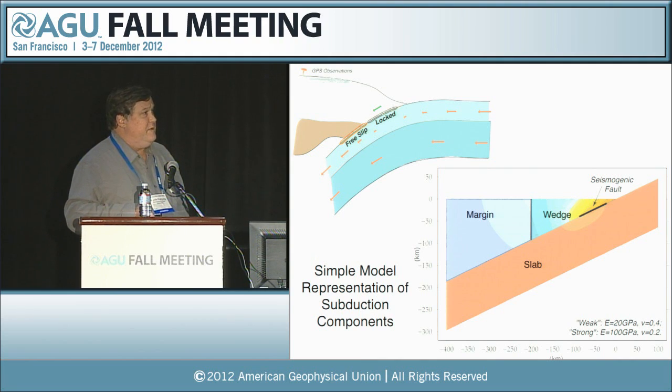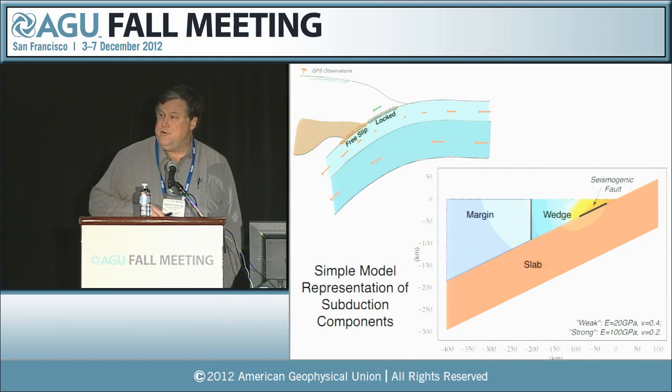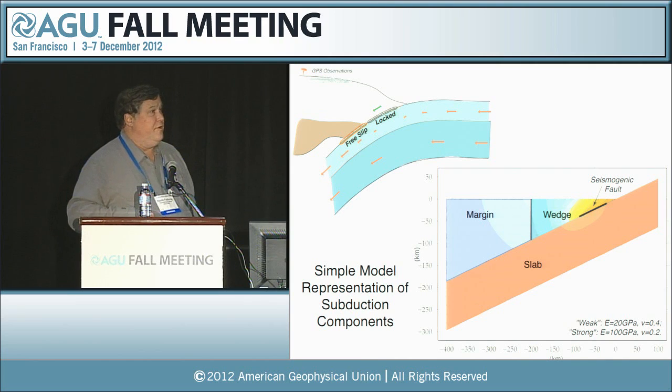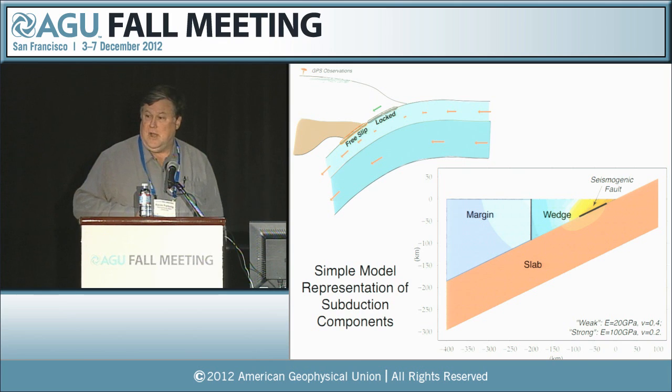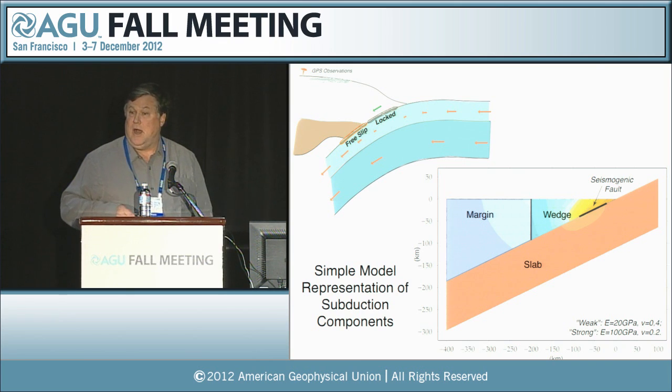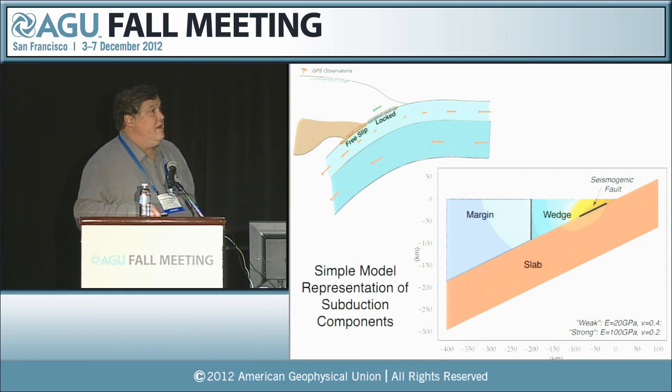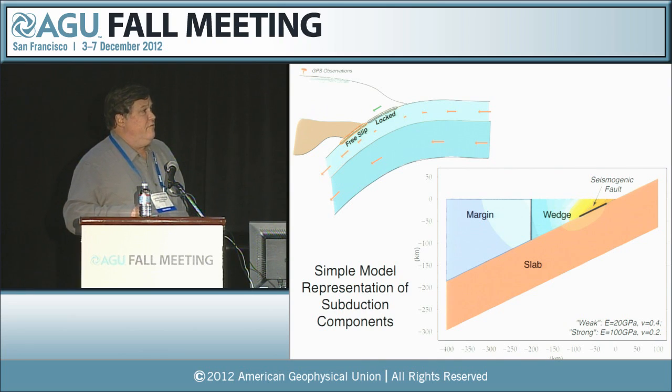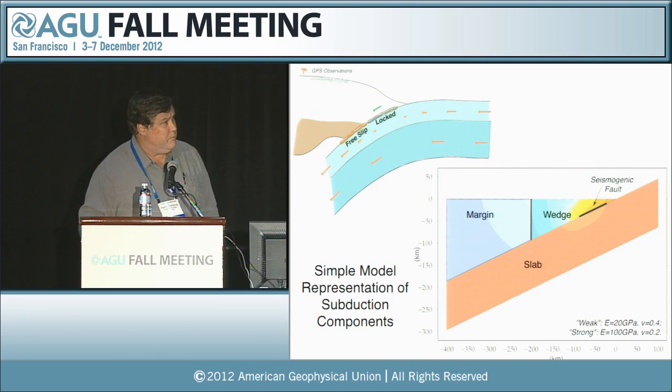We have a seismogenic fault, which is locked during the interseismic and unlocked during the coseismic. And then we have the rest of the plate interface, which is unlocked during the interseismic, but will be locked during the coseismic because this is an area that would normally be ductilely deforming. So we can just vary these parameters and see how that affects the patterns of what we observe.